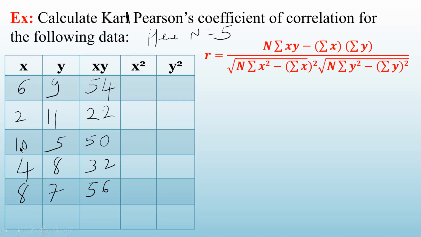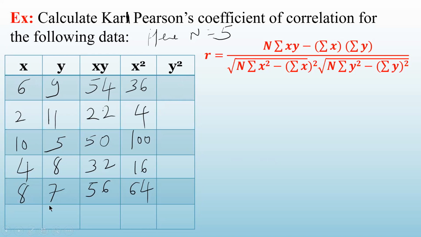X square. These are the values of x, so you have to take the square of that. So the first value of x is 6. 6 square, that is 36. 2 square, that is 4. 10 square, that is 100. Then 4 square, that is 16. And 8 square, that is 64. So you can quickly complete the column of x square.